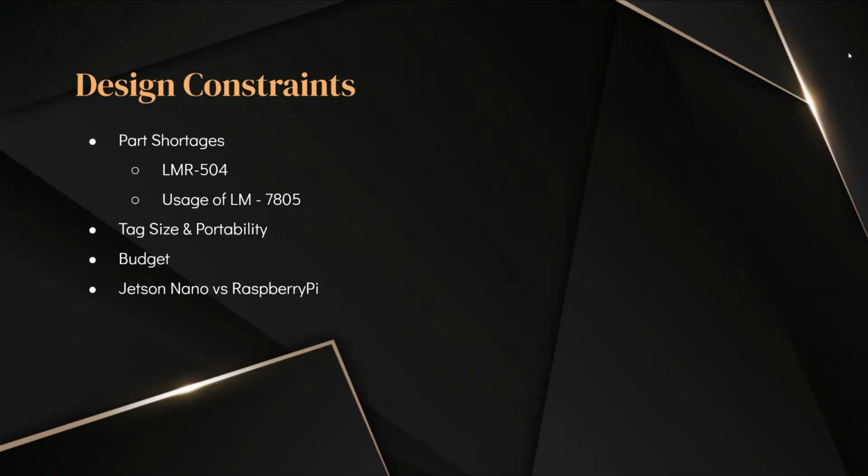Now, as for some design constraints, part shortages had a big effect on how we designed this project. For example, we could not find this voltage regulator, the LMR 504, so that drove us to use the LM7805, which is a very old and pretty inefficient voltage regulator, and that's what we used on our first generation PCB design there. And tag size and portability, as mentioned before, we want it to be small enough where you can just sort of put it in your pocket and get it out of the way.